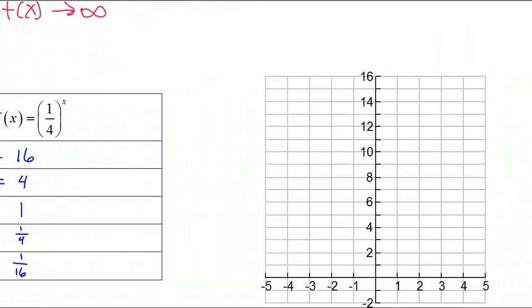So starting off at negative 2, I am at 16. So I start off way up high. And then at negative 1, I've dropped all the way down to 4. At 0, I'm at 1. And then at 1, I'm all the way down to 1/4. And then at 2, I'm down to 1/16, which is already so low, it's going to basically appear to be on the line. Once again, it seems to be flattening out and approaching 0. So this is going to be my asymptote again for this problem.